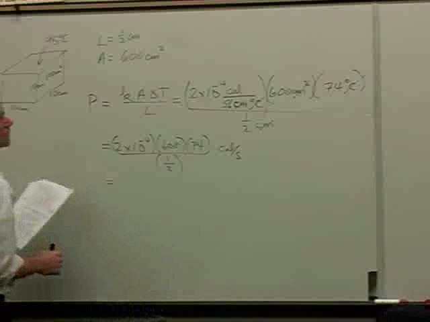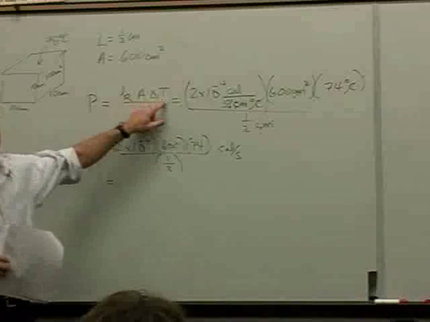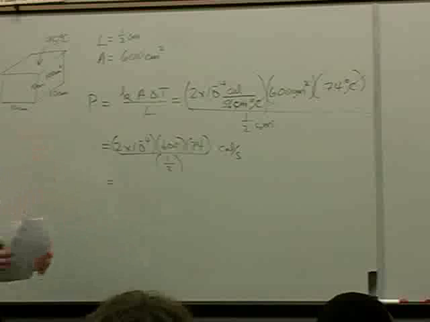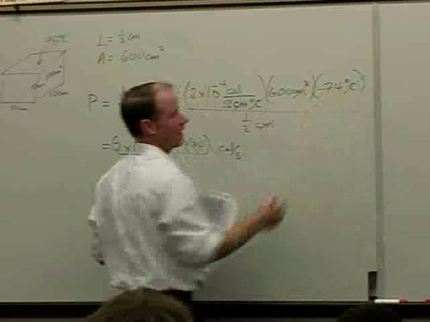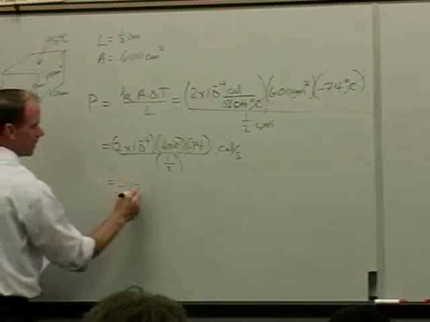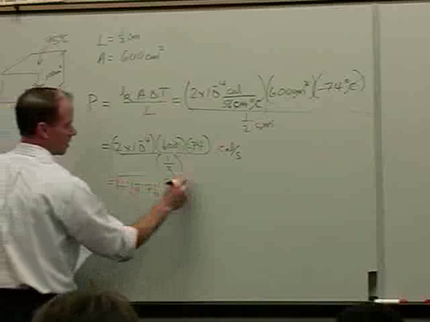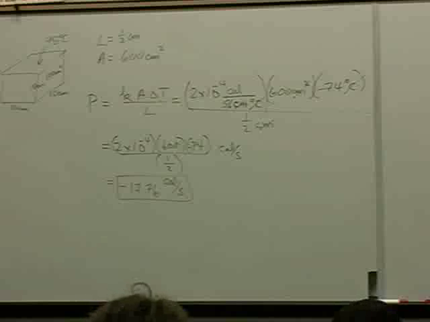17.76. If I really was picky, I'd say that my change in temperature was my outside temperature minus my inside temperature, which would be final minus initial. So it would have been 21 minus 95. So I could even say that this is a negative 74, which would make this a negative 17.76 calories per second. The negative just meaning that I'm losing energy per time from this coffee cup.